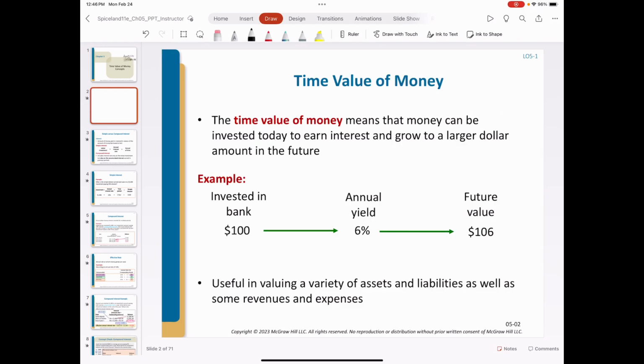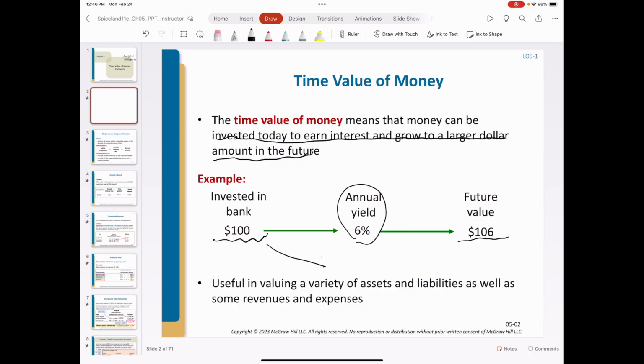What is the time value of money? It means the money can be invested today and earn interest and grow to a larger amount in the future. So here, if we assume the annual yield or interest rate is 6%, if you invest $100 now, you will have 106 1 year later.